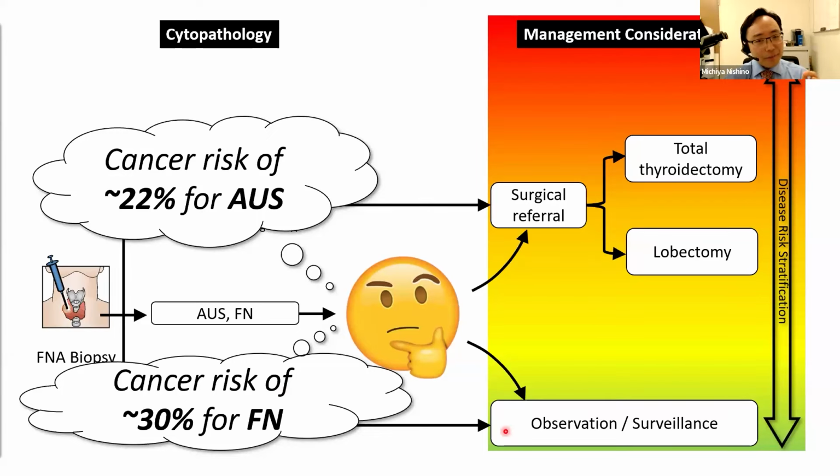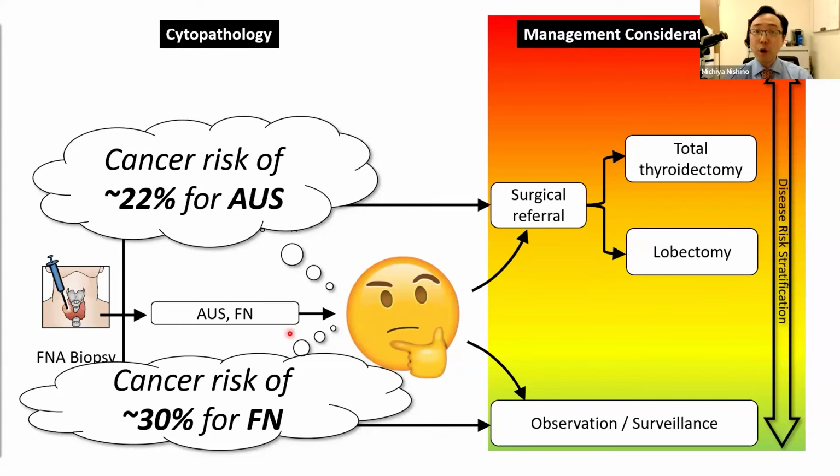But on the other hand, we know that at these moderate levels of cancer risk, if we send all of these patients for surgical referral, the vast majority of these nodules would be classified as histologically benign at these probabilities. And we would wonder if surgery could have been avoided for patients with benign nodules if there were just a better way to risk stratify these nodules preoperatively. And that's where molecular testing comes in.